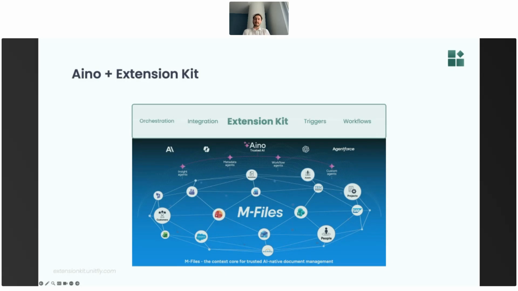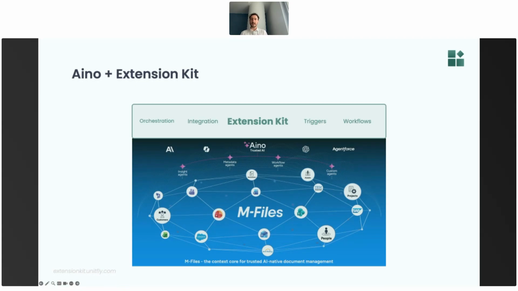The Extension Kit is actually an orchestration layer on top of M-Files, not just when it comes to the AI scenarios, but also for different scenarios and advanced use cases within the M-Files ecosystem. So what the Extension Kit brings on top of the M-Files capabilities is all about orchestration and integration. For those of you who are familiar with the Extension Kit, it is all about the triggers and the workflows.